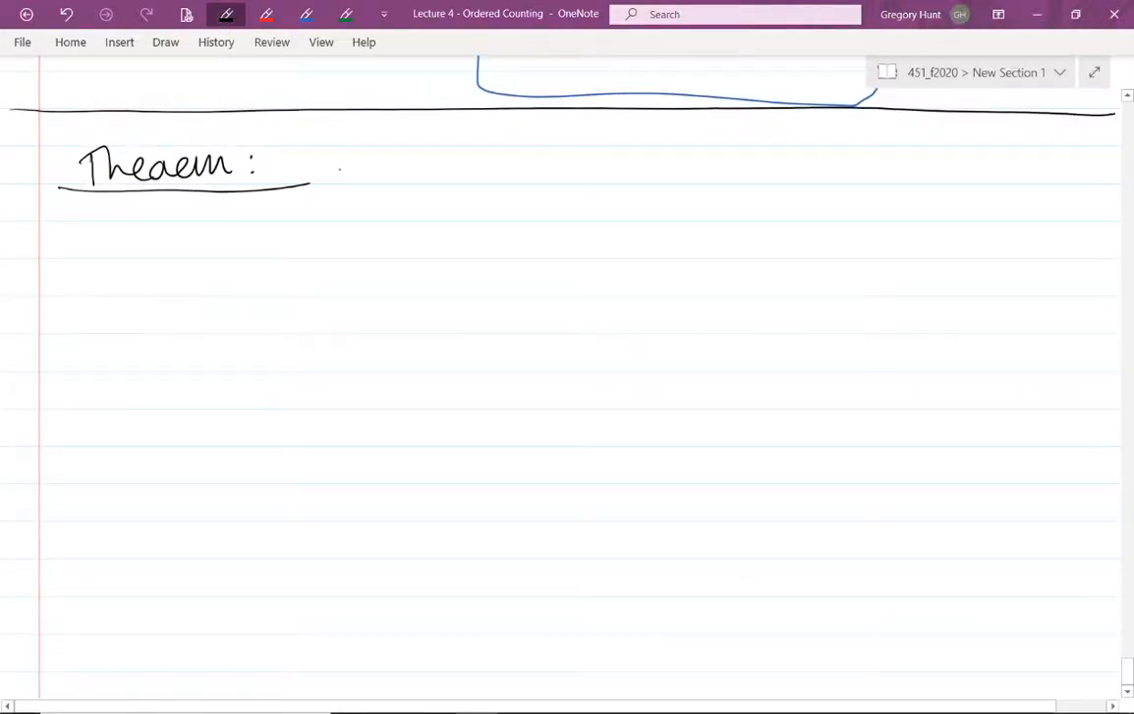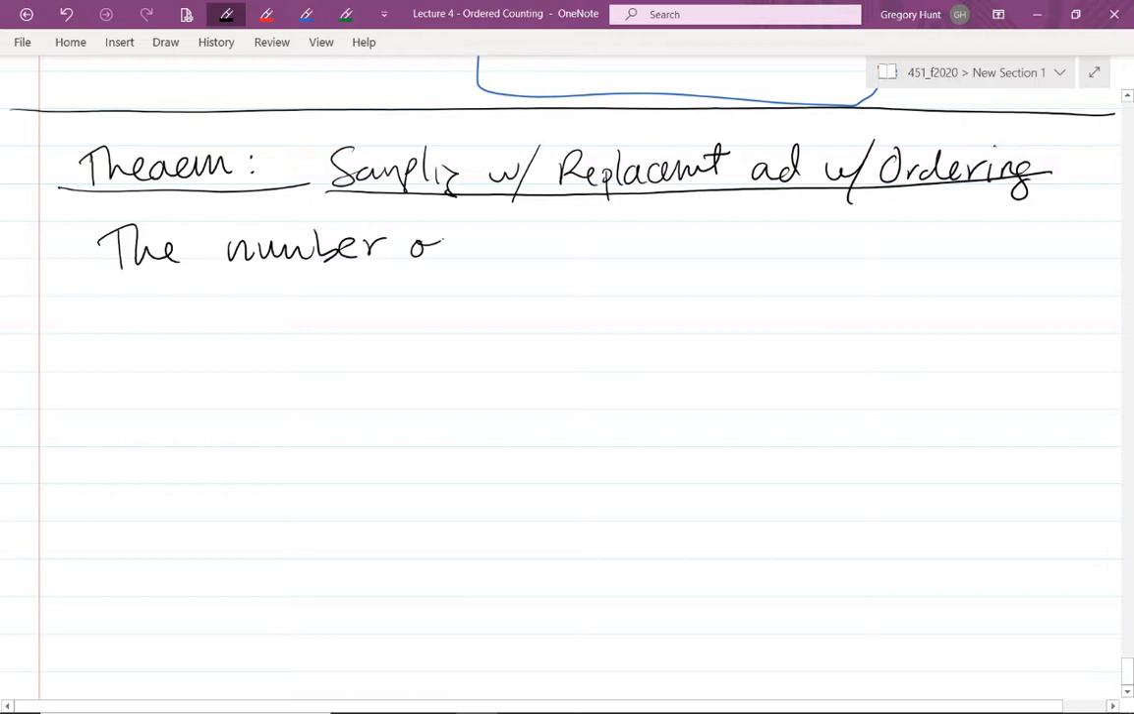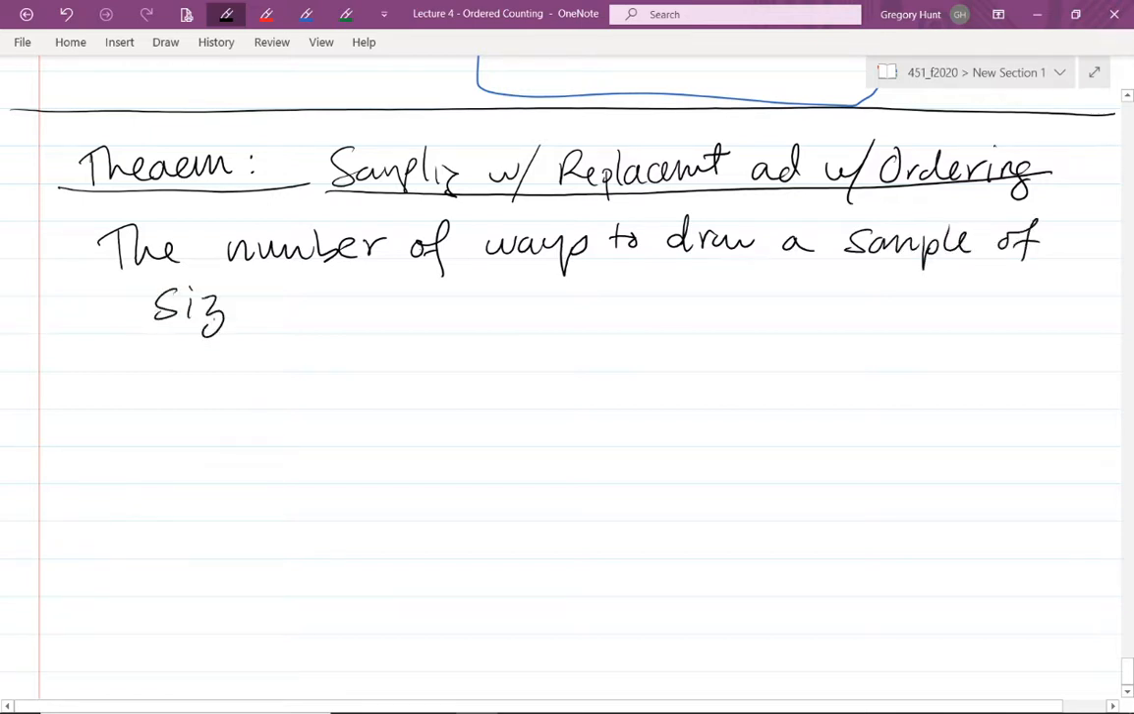So theorem: this is sampling with replacement, so that each time I draw something, I then record it and I put it back, mix it around. So at each draw, we have the same number of things from which we're drawing. And with ordering, that is, I care about my ordering. So the number of ways to draw a sample of size r from a total size of n items.